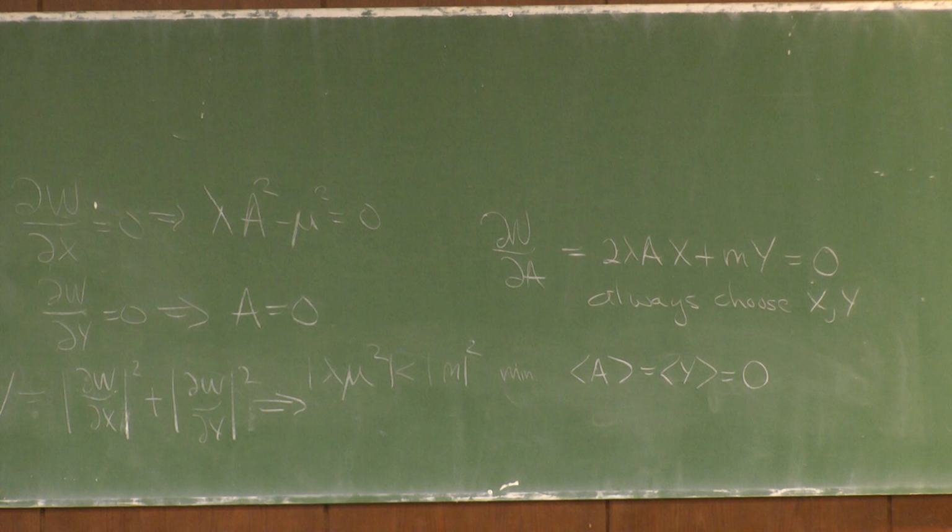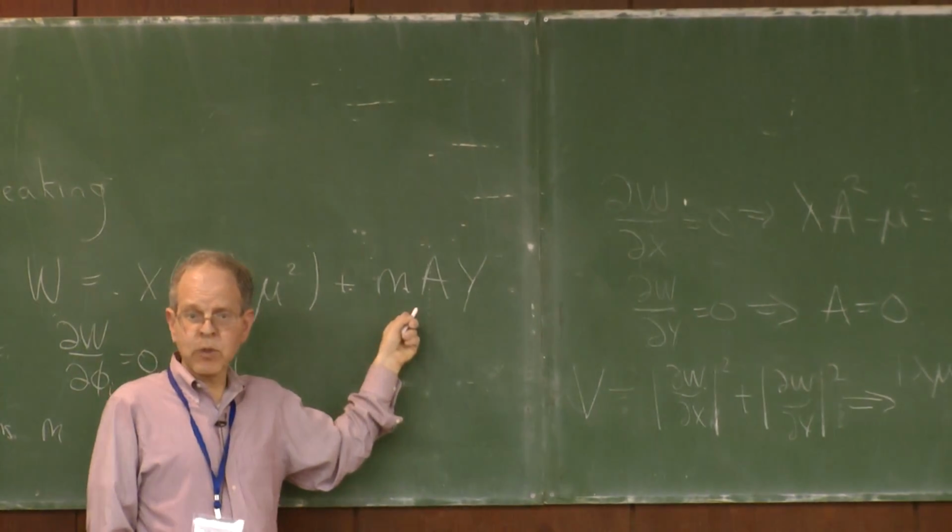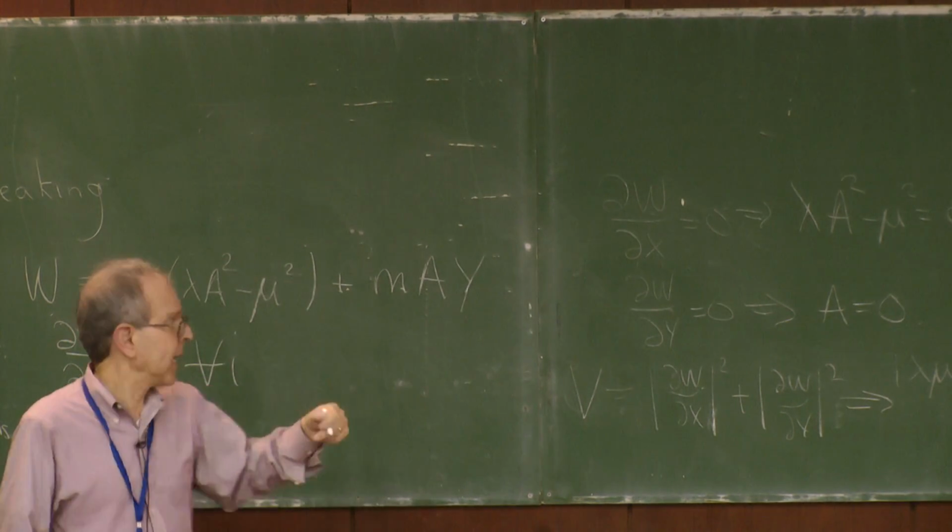And what you find is that the fermions have mass m. That comes from here. Remember that the fermion mass matrix was proportional to the second derivative of W. The second derivative terms here vanish because A and X are 0, I took X equals 0. And so all I get is this m here. So I have a Dirac fermion with mass m.